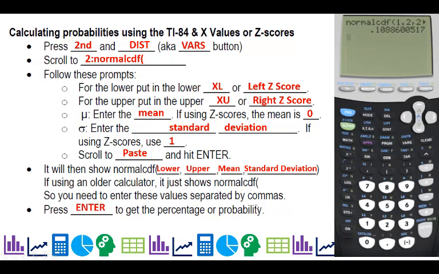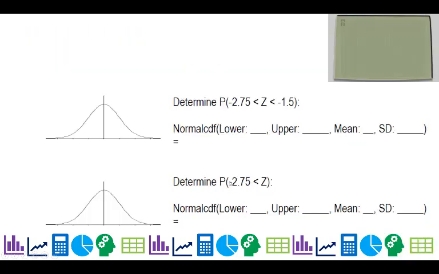Now, let's go ahead and look at some examples. I want to determine the probability that the z value is between negative 2.75 and negative 1.5. So I'm going to put that on this normal distribution here, and that would be roughly this area. So my lower is negative 2.75, my upper is negative 1.5, my mean is 0, and my standard deviation is 1. Mean is 0 and standard deviation is 1 because I'm dealing with z-scores. Then I would put that in my calculator and it would give me a value, and I'll do that in just a second.